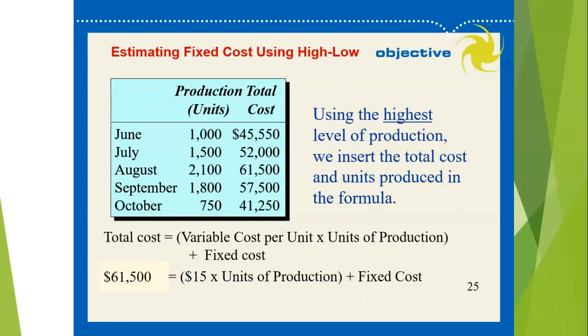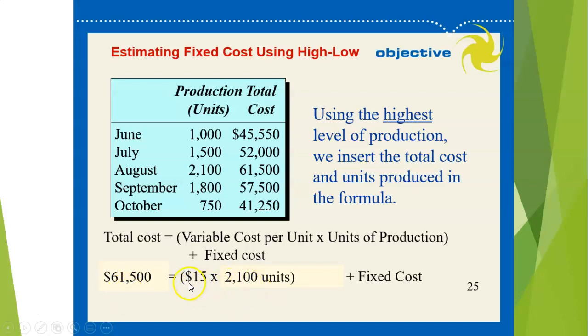Okay, so to do this, we're going to choose either the highest or the lowest and plug those in. So for the highest, we know that our total cost is $61,500. So we plug that in for the total cost. And of course, we already calculated the $15. Now we also know the units for that highest month. That's going to be 2,100. So we have 15 times 2,100. And we know the total cost ends up being $61,500.